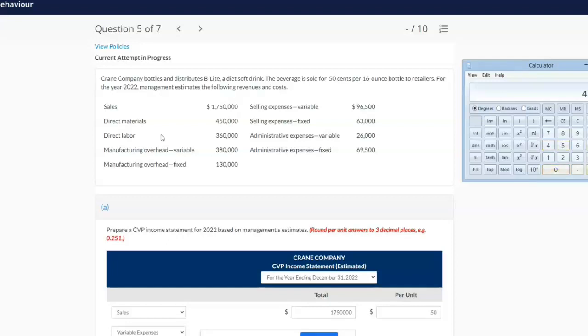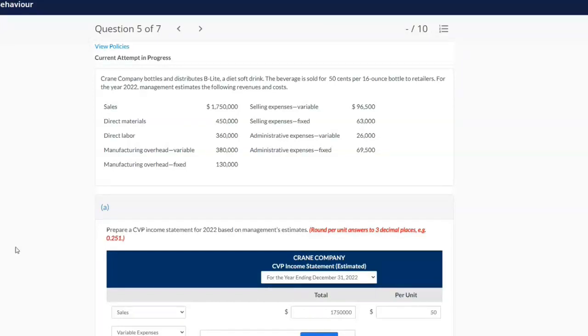Plus direct labor 360, plus overhead 380. Great. Now, manufacturing overhead contains both fixed and variable, so we want the variable here. Selling expenses? No, that's just cost of goods sold. That's it: direct material, direct labor, and variable overhead. Three cost elements. The selling expense is different, and selling and admin should be different categories, and then you'll have the total variable.